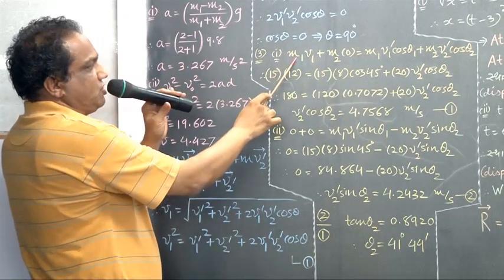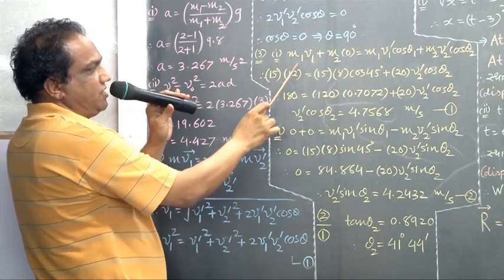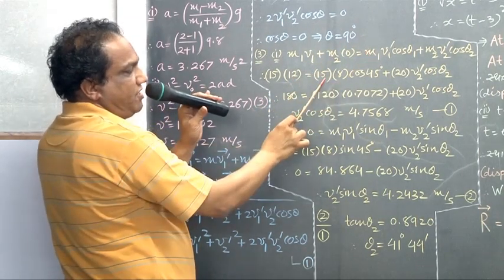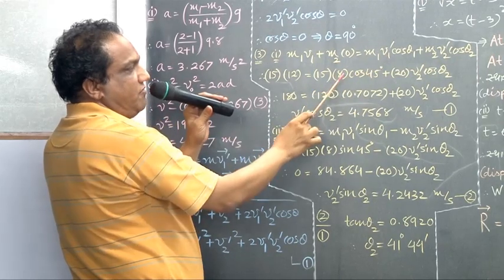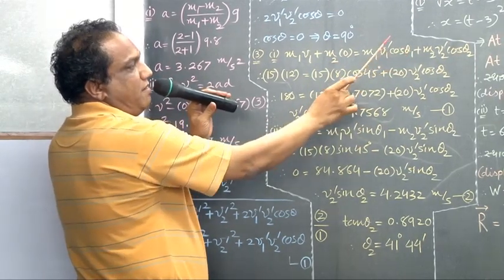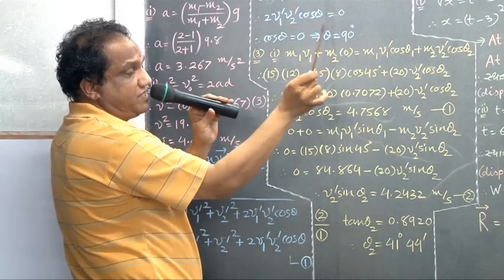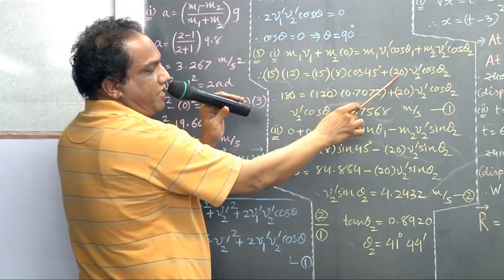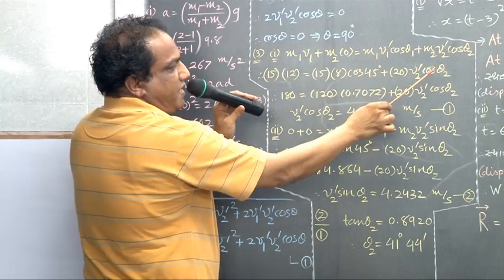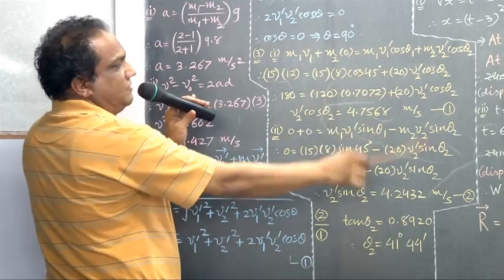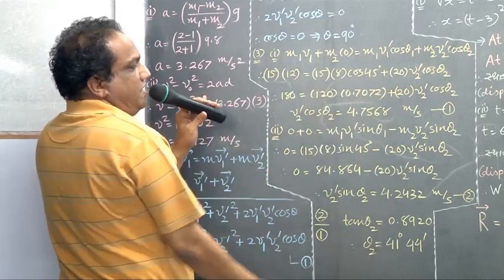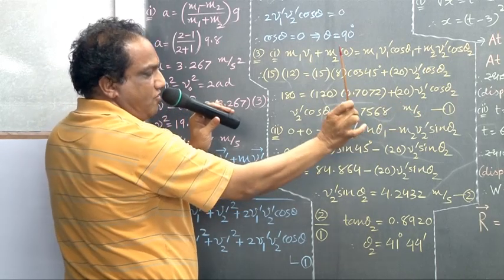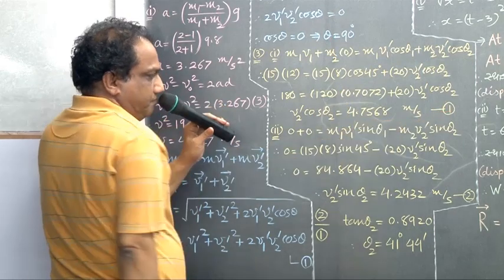Now tell me, mass of first body is 15 kilogram. Its velocity initially is 12 meter per second. Final velocity of first body is given 8 meter per second. The angle made by momentum of first body finally with x-axis is given, that angle is 45 degree. What about mass of second body? 20 kilogram. V2 dash cos theta 2, this part as it is, and now simplify. You'll get V2 dash cos theta 2 equals 4.7568 meter per second. Give it equation number 1.